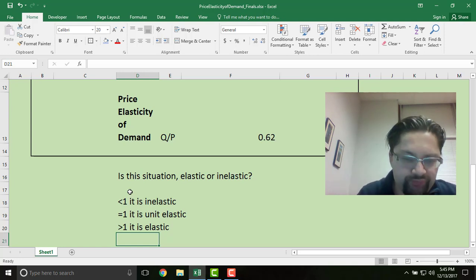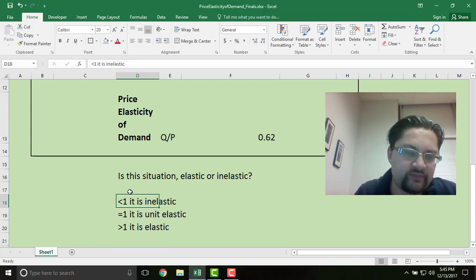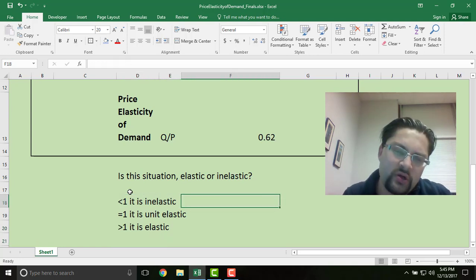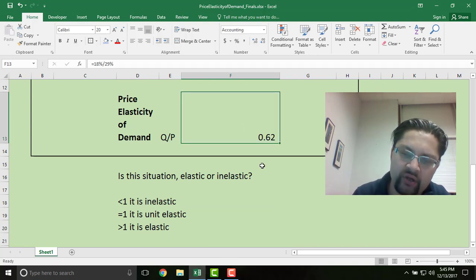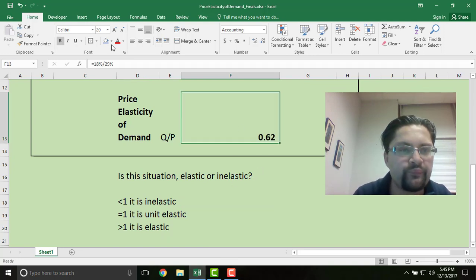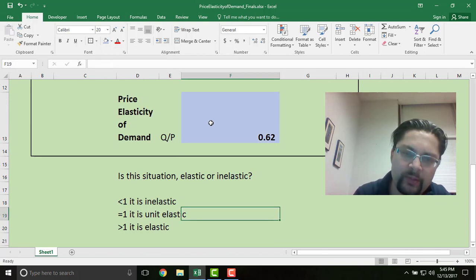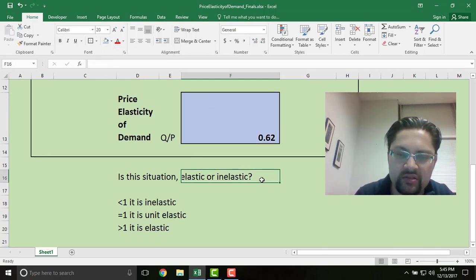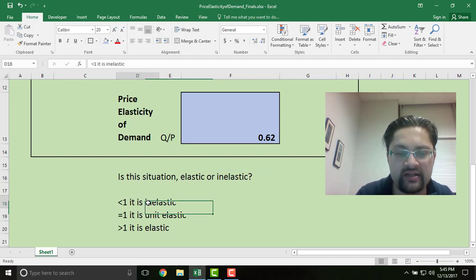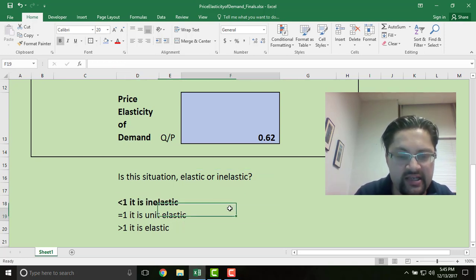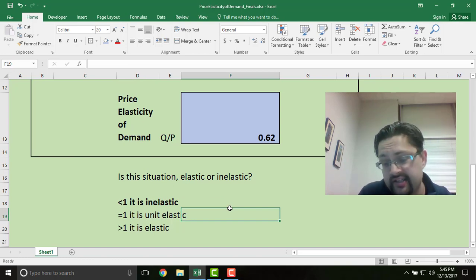Okay? So let's look at this. Which one do you think this is? This number here. Which one do you think it is? Okay. So we're just looking at this number here. Which one? If you're thinking that it's inelastic, you are correct. Ding, ding. It is inelastic. It is less than 1.